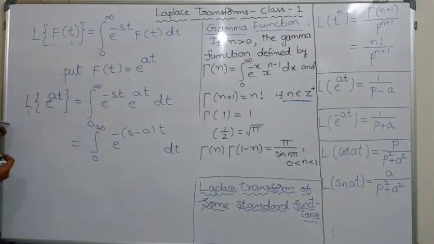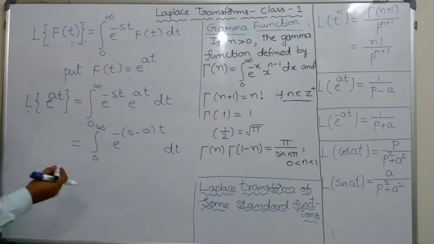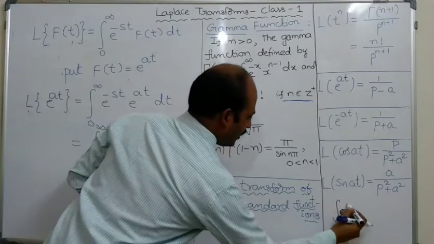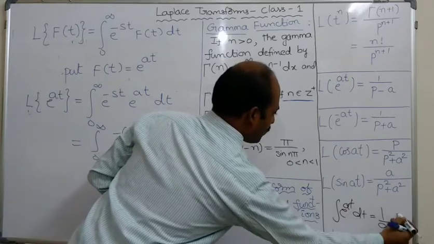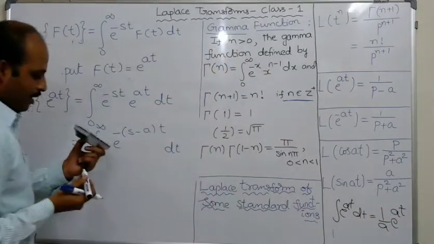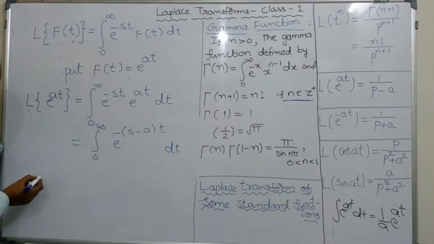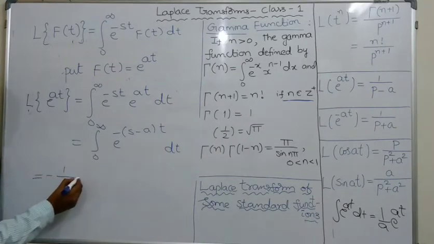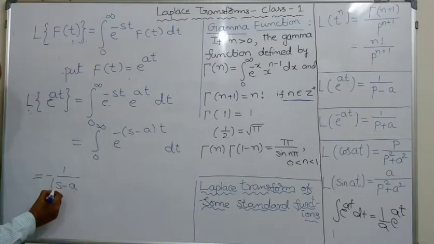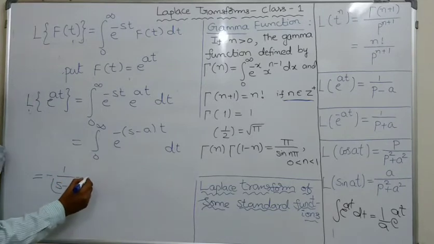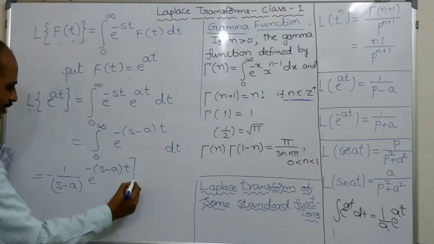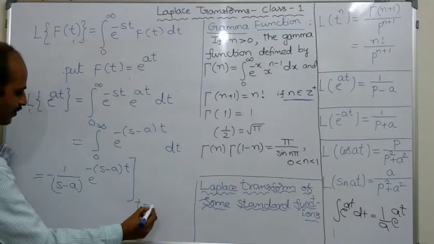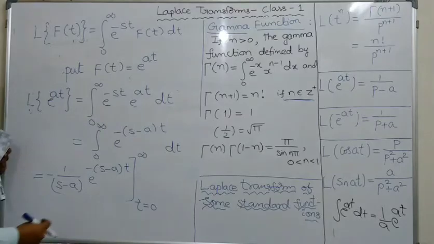We know the formula integral e power at dt is equal to 1 by a into e power at. By using this formula, you can write this as minus 1 by s minus a into e power minus of s minus a into t. The limits are t is equal to 0 to infinity.